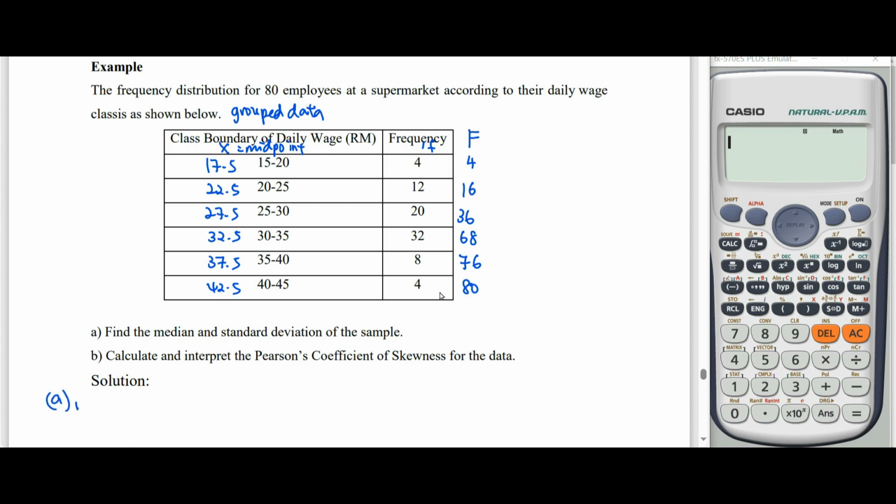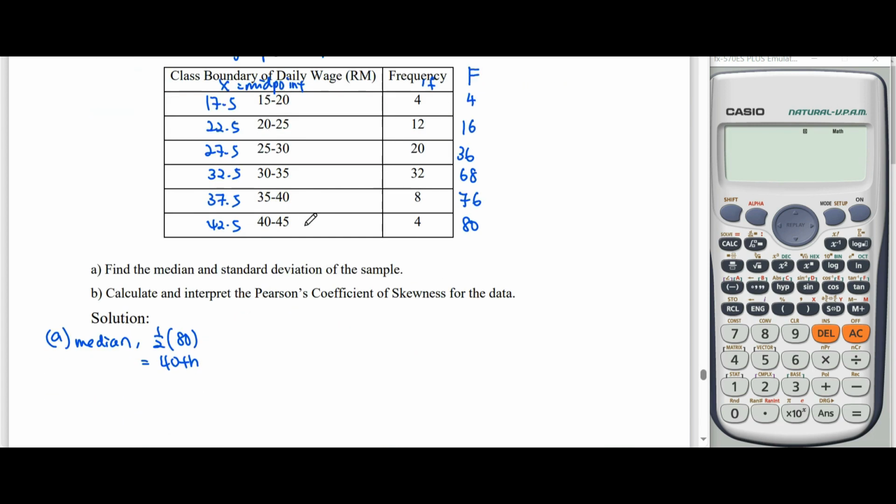To find the median. Median is a measure of location, so you must know your position. Median position will be n over 2, so 1 over 2 times n, 80, it will be 40. So we find the class. For grouped data, we're using a formula. Identify the class first. So data number 40 will fall on this. So this is 36. So data number 40 falls in this interval. The class is 30 until 35.